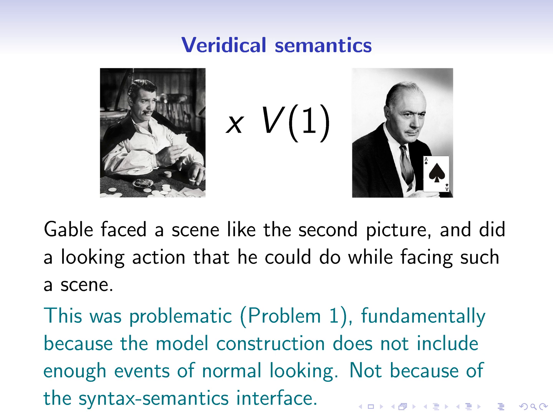This is the veridical logical form. We found that the semantics was roughly Gable faced a scene like the second picture and did a looking action that he could do while facing such a scene. We argued that this was problematic, because it seemed to entail that Gable picked up all the information in the second picture. For instance, Gable saw the precise configuration of the tie. Now, this is problematic, but it really doesn't have to do with the LF or with the syntax-semantics interface. It has to do with the model construction. We had a model construction which doesn't have enough events of Gable looking at a scene like that. The only event we had was one where Gable looked at that scene and picked up all the information in it.